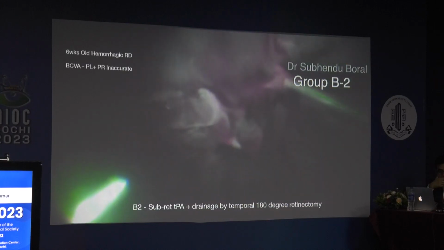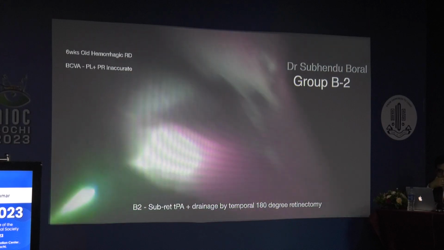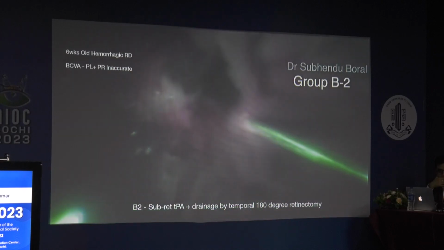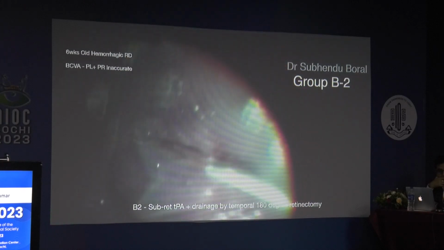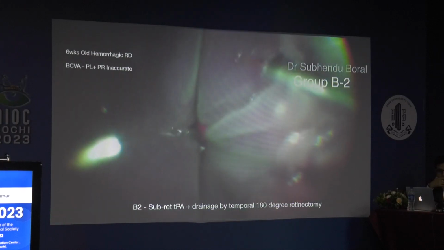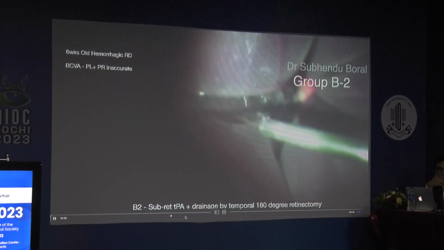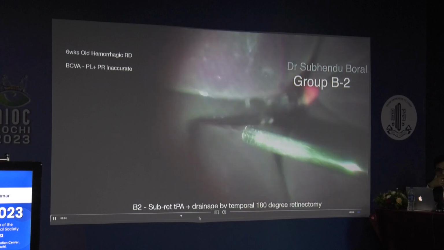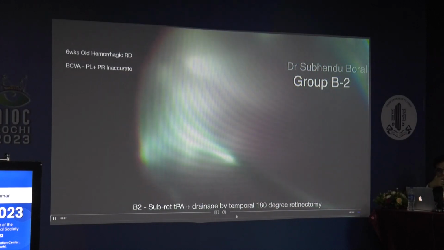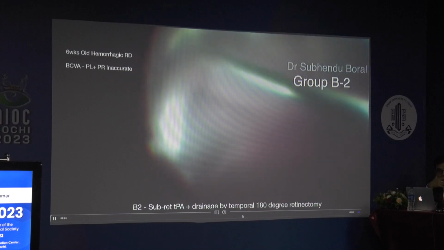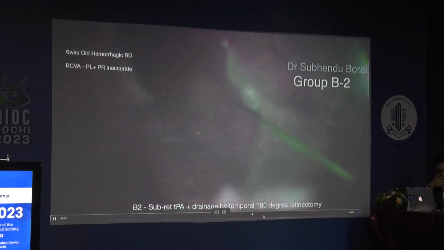Like in this case, where the vision dropped for more than 6 weeks, almost a hemorrhagic retinal detachment, you can see it is almost ora to ora serrata. It is not only the extent, but also the duration that is very important. Here I am injecting subretinal TPA, waiting for some time, and then doing the temporal retinectomy after waiting for 10 minutes. You can wait more also depending on the duration and the amount of clot, and remove all the subretinal blood.